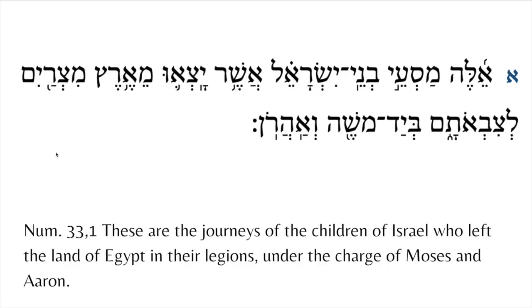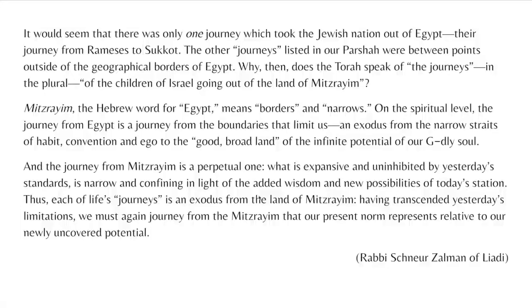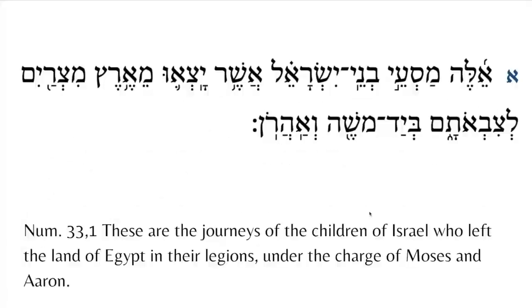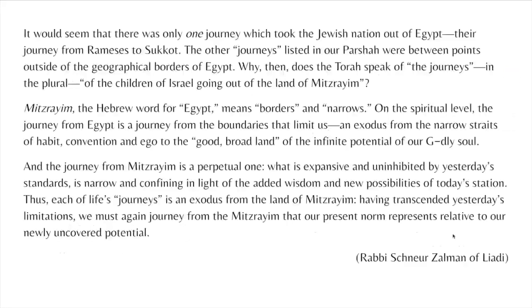Right? So basically saying that there's only one journey that they made that took them out of Egypt. The rest of them were all outside of Egypt. So why does it say the journeyings? This wouldn't be a good interpretation for him. He's going off of a different interpretation, meaning these are the journeys of the children of Israel going out of Egypt. This one says who left Egypt, but he's going with a different interpretation.